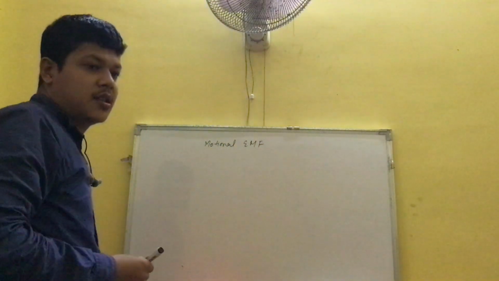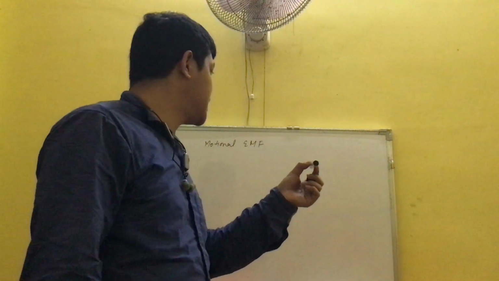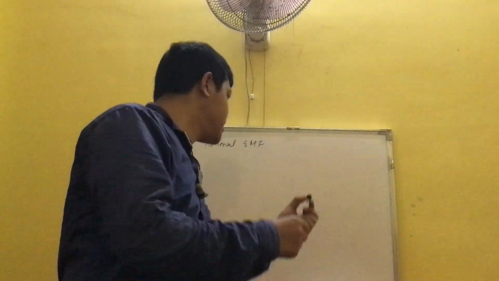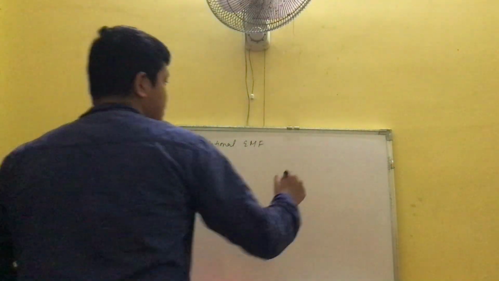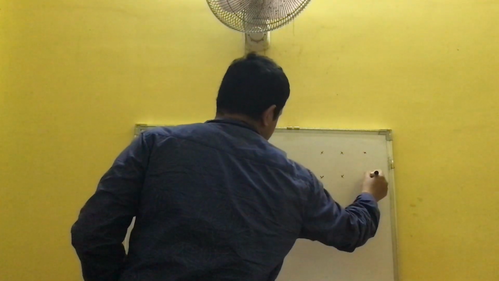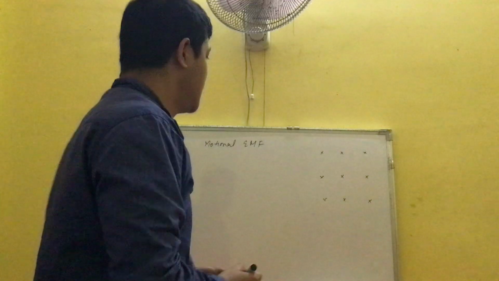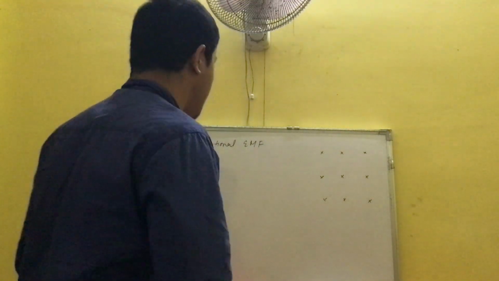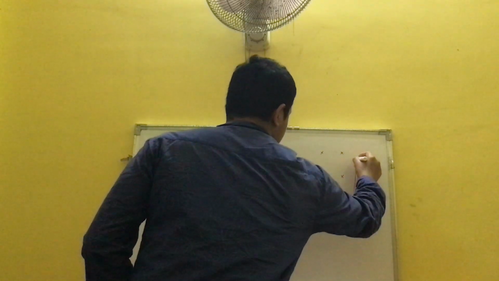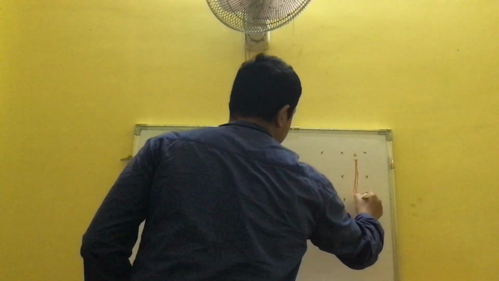Suppose we have a magnetic field, magnetic field lines going inward into the board, normally perpendicular to the board, and let me represent that by the cross symbol. So these are magnetic field lines going into the board, and we have a rod here. Suppose this is a conducting rod AB.